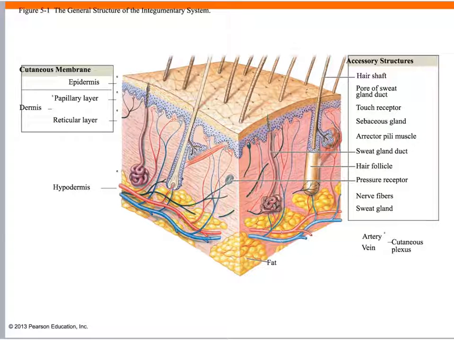This picture illustrates everything we just talked about. Make sure you know this and can label it for the test.